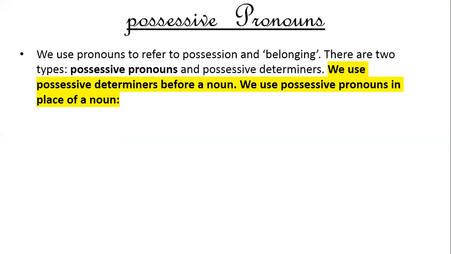We use pronouns to refer to possession. Possession means something that you have, belonging. There are two types: possessive pronouns and possessive determiners. We use possessive determiners before a noun. We use possessive pronouns in place of a noun. And this is what I am saying here. Based on this, we're going to find the English common mistake.